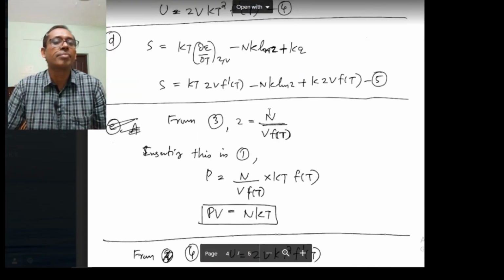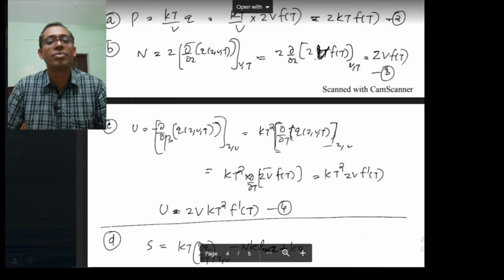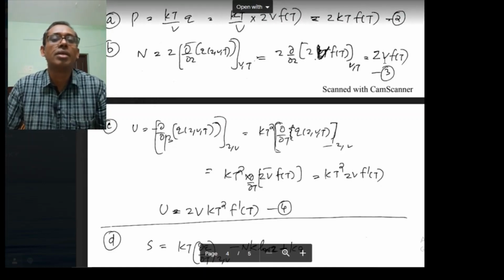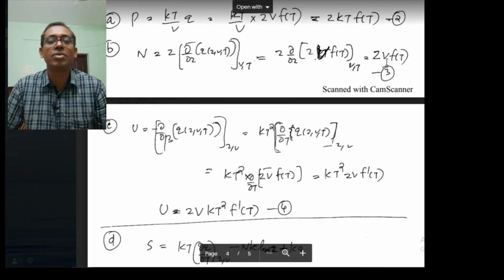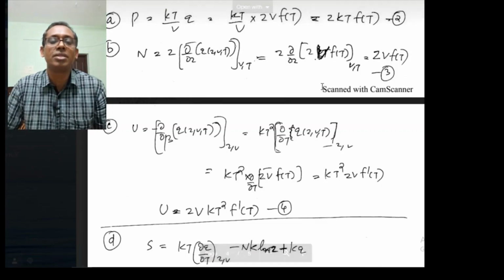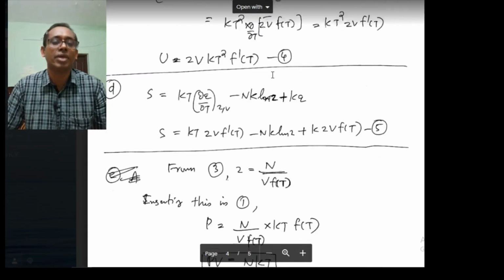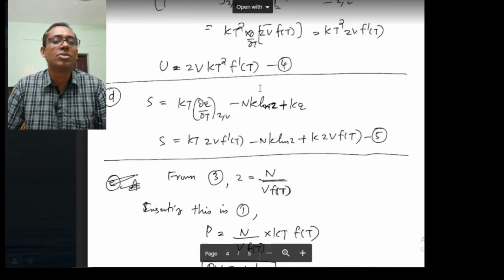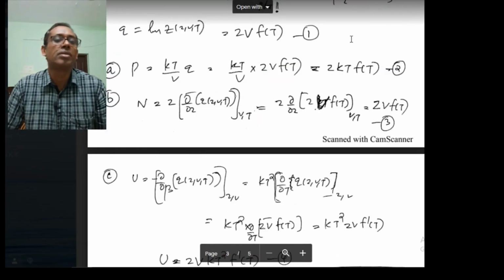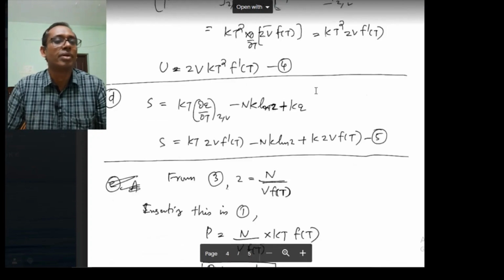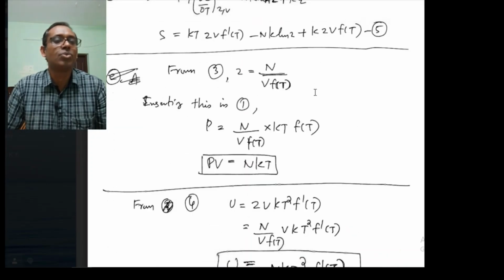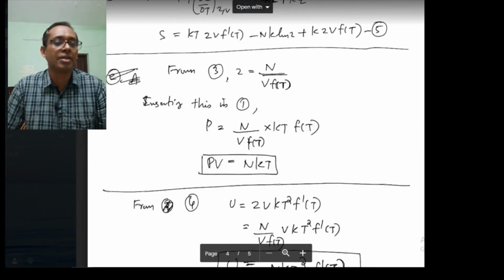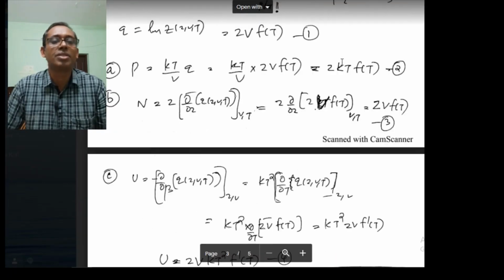Now what we are going to do is, from equation 3, N is equal to zVf(t). So z is equal to N over Vf(t). So z is N over Vf(t), and I am substituting that in equation 1. Sorry, that is a mistake. I am substituting this in equation 2.